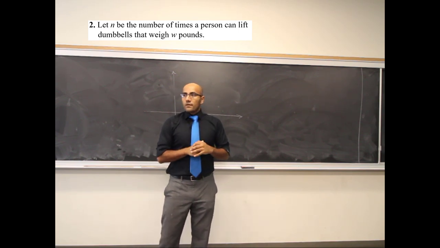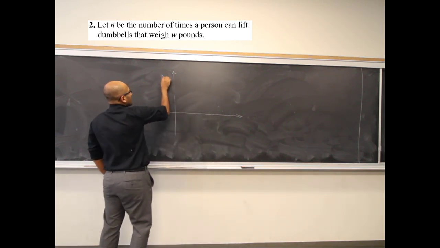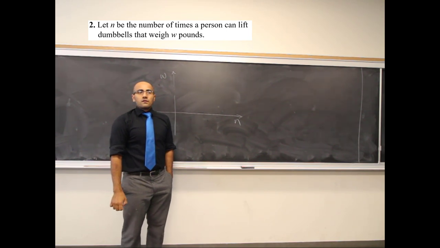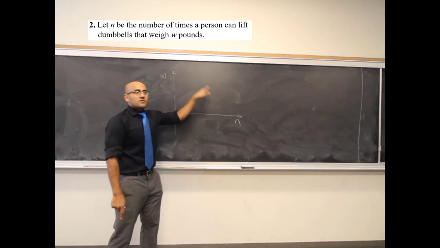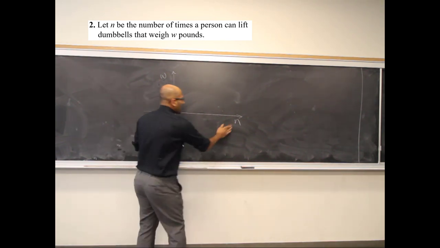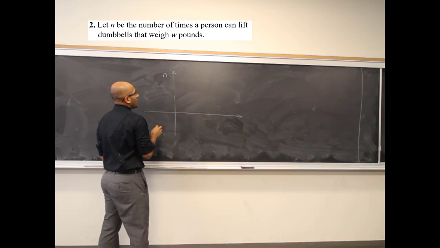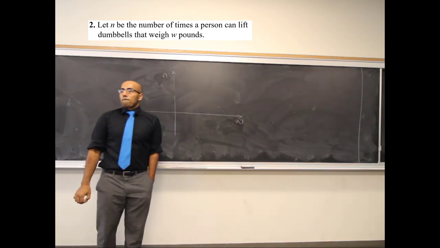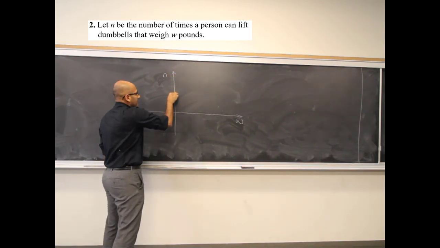Good? Okay, so as far as this graph, we would put the W there and the N there. Is that the way it goes? No. The weight depends on the number of times. No, the other way around, right? So the number of times that you can lift a dumbbell depends on the weight. Okay, and then what kind of a qualitative graph would make sense?